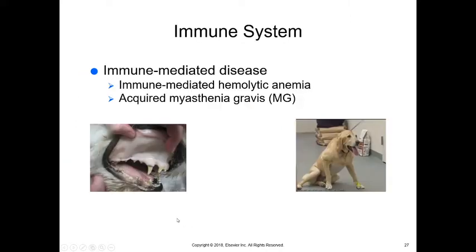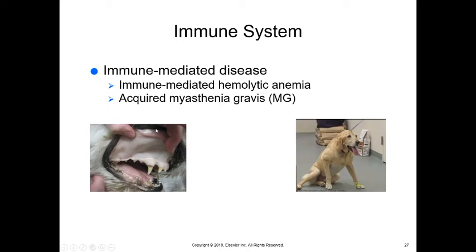The immune system is really important for a lot of different reasons. It's good to have a healthy immune system to fight diseases, but also to maintain your red blood cells and to maintain your whole body function. So a couple of immune-mediated diseases you might see: immune-mediated hemolytic anemia. If your immune system is not functioning normally, it's recognizing its own body cells as dangerous invaders, then it's going to kill those normal body cells.